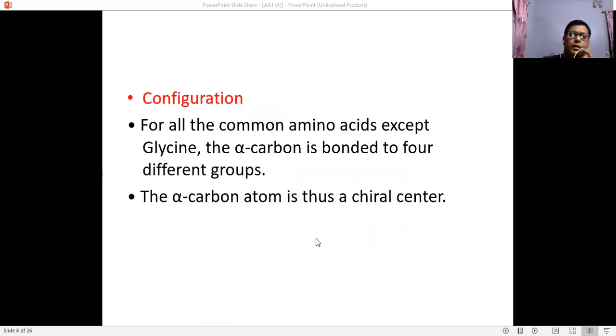Now regarding configuration, for all common amino acids except glycine, the alpha carbon is bonded to 4 different groups. So the alpha carbon is such a chiral center, but not in the case of glycine, because it is attached to two hydrogens. Instead of 4, there are 3 types of different groups attached to this central carbon. So glycine is not chiral, but in other amino acids it is a chiral center.